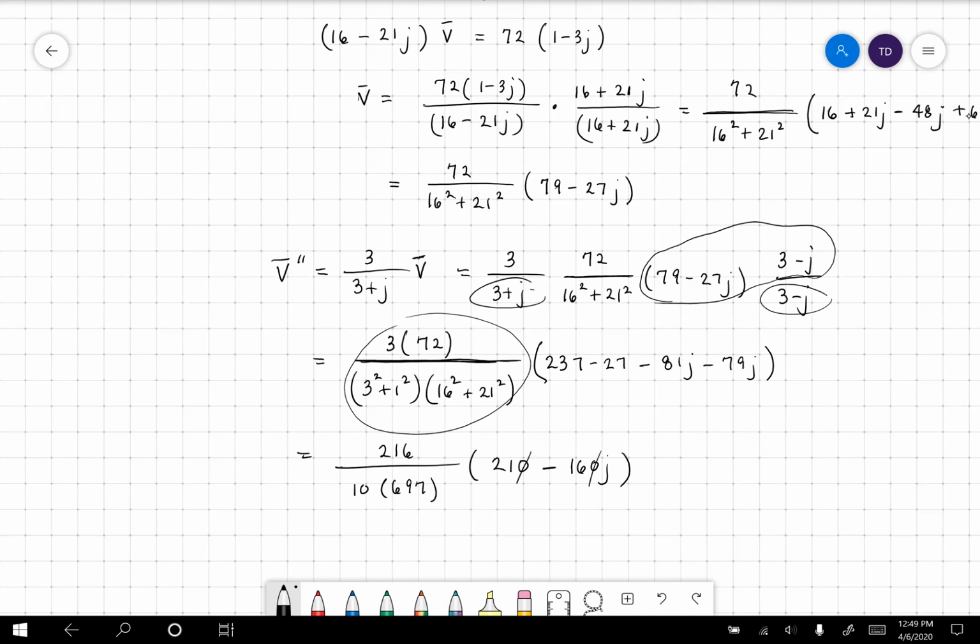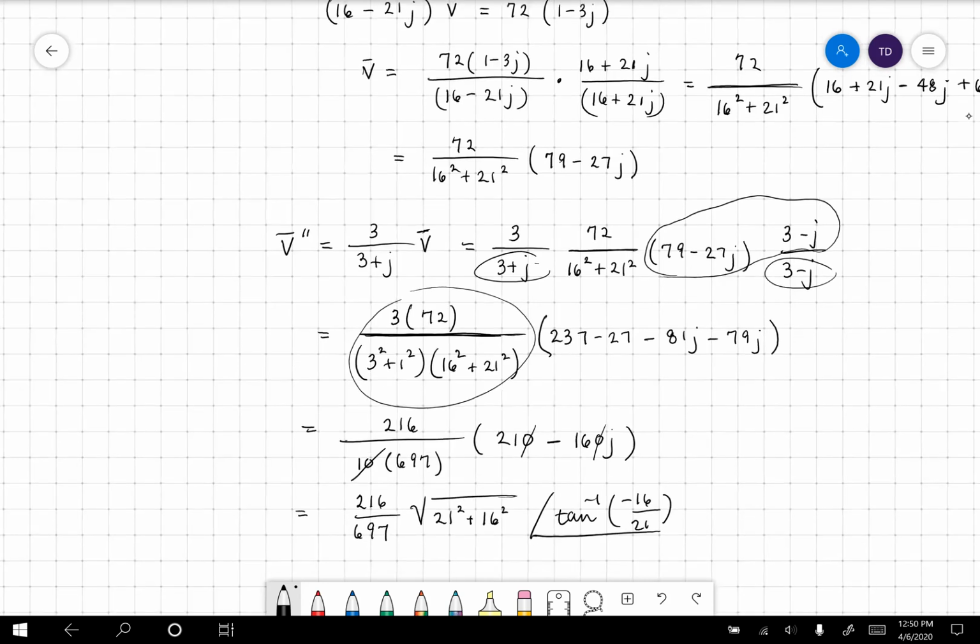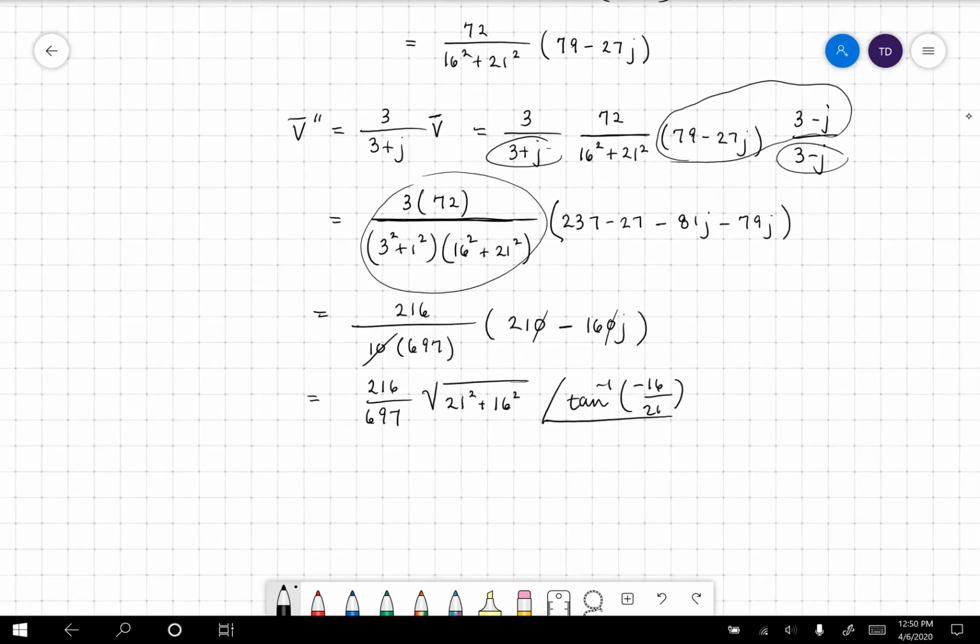See this 10 inside here? It cancels with that 10 in the denominator. So now all of this is equal to 216 over 697 times the square root of 21 squared plus 16 squared, not minus, at an angle tan inverse of minus 16 over 21. And 16 squared plus 21 squared is 697. I believe we calculated that before, right? That was 697, should be, equals 216 square root 697 divided by 697 at an angle tan inverse of negative 16 over 21.